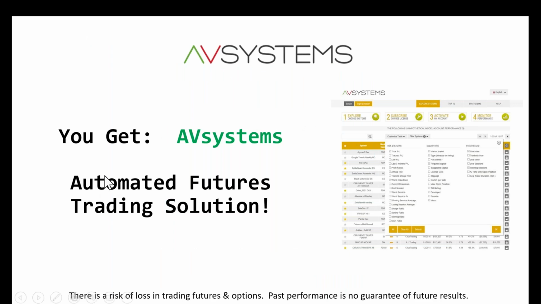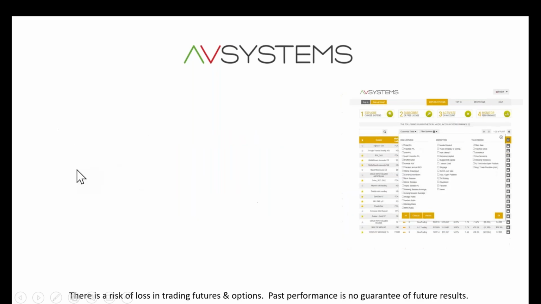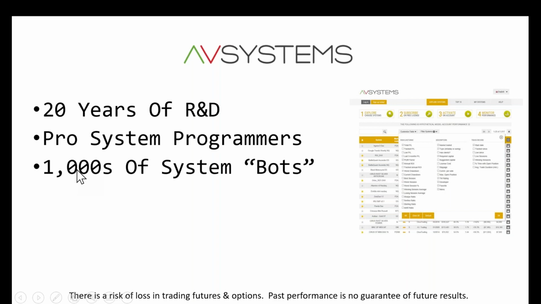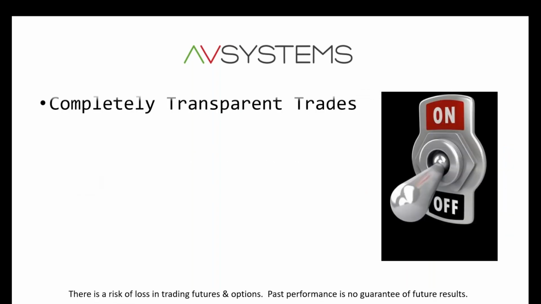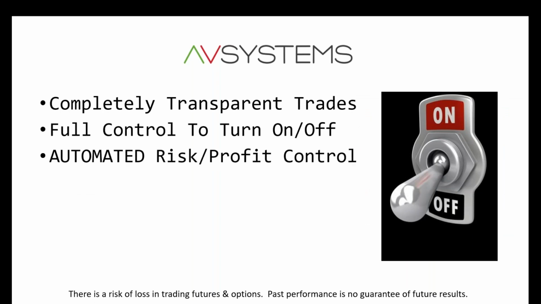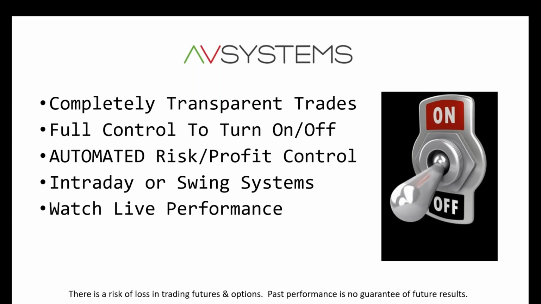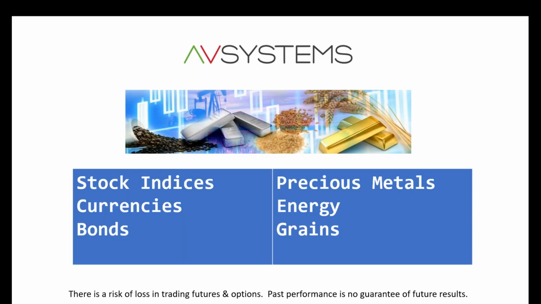AV Systems, the automated futures trading. You saw how easily that works for you in terms of being able to filter and select and activate trades. Professional developers, thousands of systems, multiple markets. Everything's transparent. You just turn them on and walk away. Automated. You've got day trading or swing trading. You can watch live performance: stock indices, currencies, bonds, metals, energies, grains.